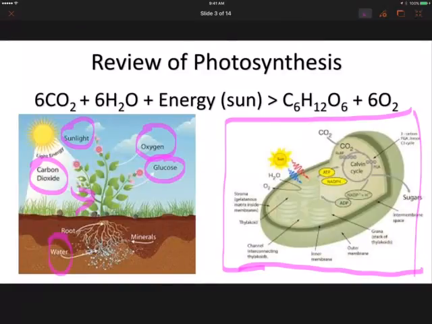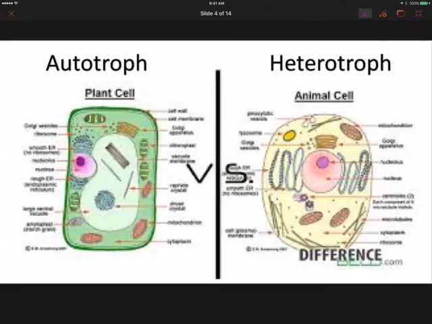And you need to know this formula. You need to know that 6 carbon dioxides plus 6 waters plus the energy from the sun produces glucose and 6 oxygen molecules, or 6 CO2 plus 6 H2O plus energy equals C6H12O6 and 6 O2. Make sure you know that equation.